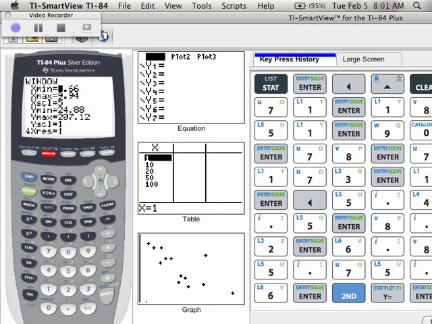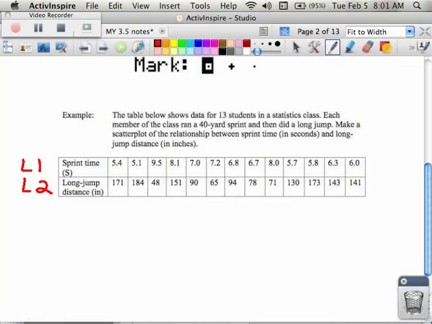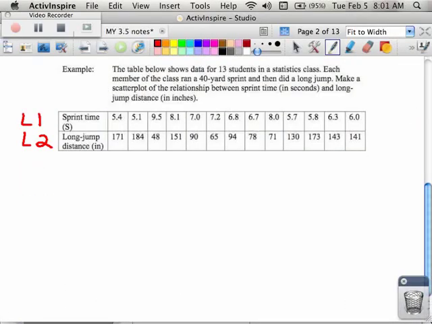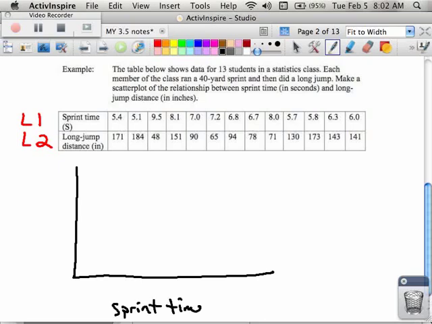So now I'm going to go back to my notes here. And when I draw my picture, it's going to look a little bit different than what they chose for the window, because that was based on the calculator's demonstration. So as I graph, remember that when you make a scatter plot, you need to label the axes. So this is the sprint time down here in seconds. And off to the side here, there is the long jump distance, and that's in inches.